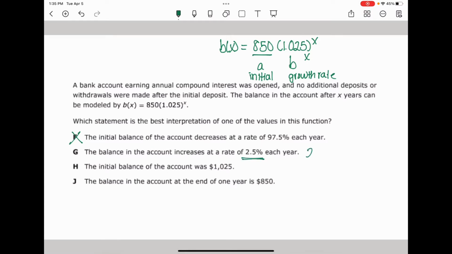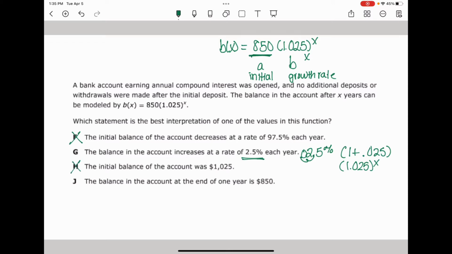So remember, 2.5%, since it's a percentage, we have to turn this into 1 plus R, so 1 plus 0.025 by moving the decimal to the left twice, so that'll be 1.025 to the x. So that seems to be correct. H says the initial balance was 1025. That's incorrect because the initial balance is 850.